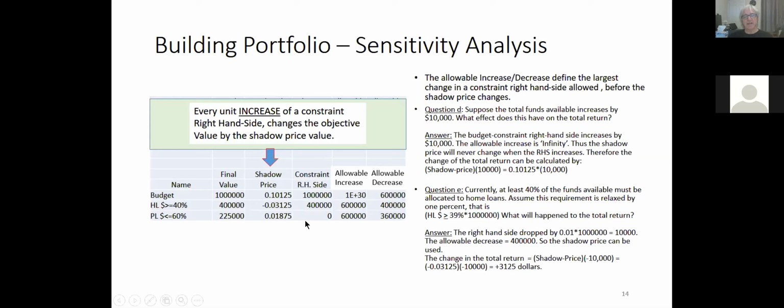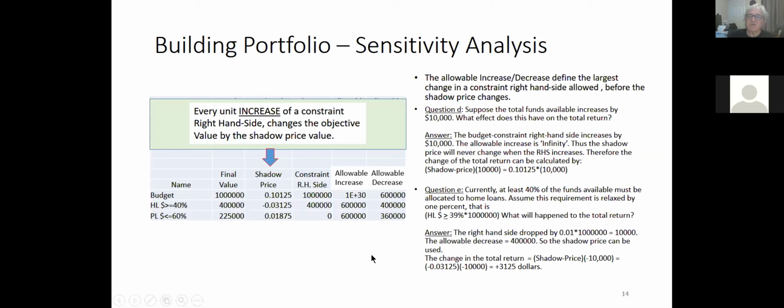The question is related to another constraint, but it's exactly the question that I posed to you right now. Currently, 40% of the funds available must be allocated to home loans. That's why the constraint is home loans is greater than 400,000, at least 400,000, right?